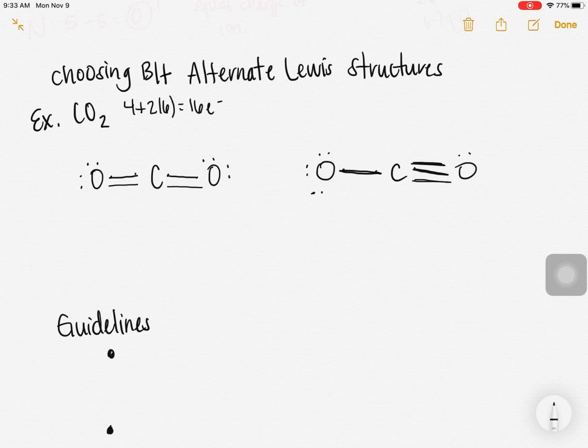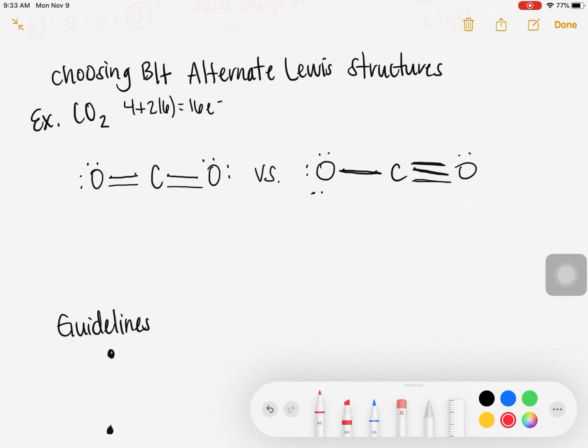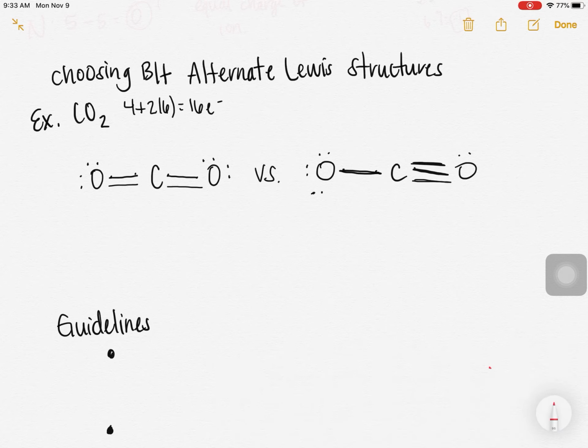So both of these structures are technically correct following the rules of Lewis structures, but one of them is the dominant structure, and we base that on formal charges. So we'll talk about how we pick in just a minute, but let's go ahead and calculate formal charges first. And we do that for every atom in all the structures.